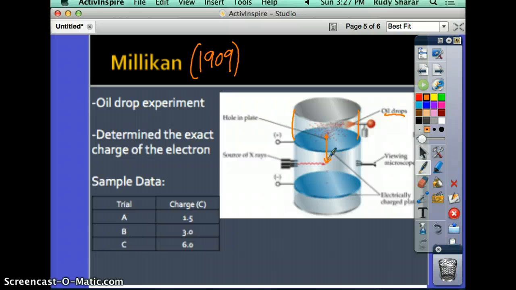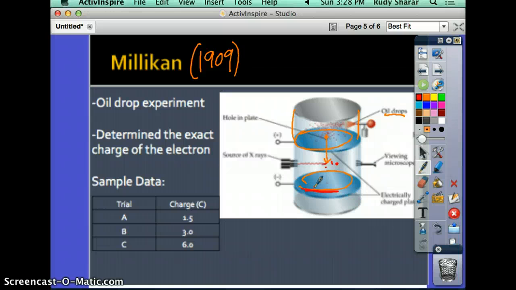Then there were some electric plates above and below here that he could adjust the electric field on. And when he adjusted the electric field with just the right amount of strength, he could get these oil droplets, instead of falling, to actually just stay right in the middle. Okay, boom, they could just float. And then he could observe them. And he could figure out the exact charge on that droplet because it would be equal to the charge on the plate. That's the only way for the drop to stay floating exactly in the middle.